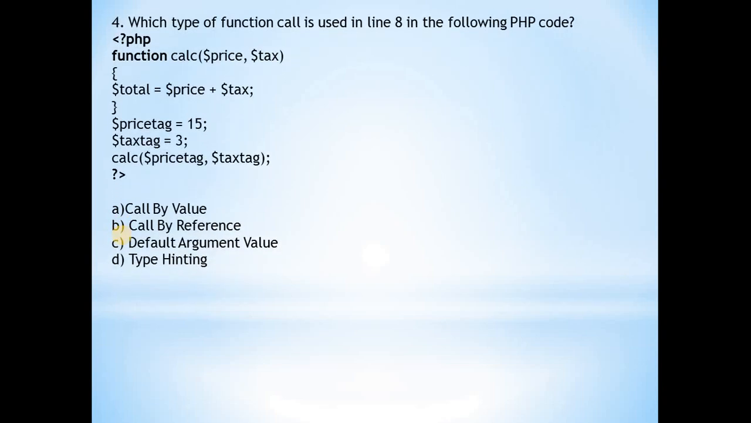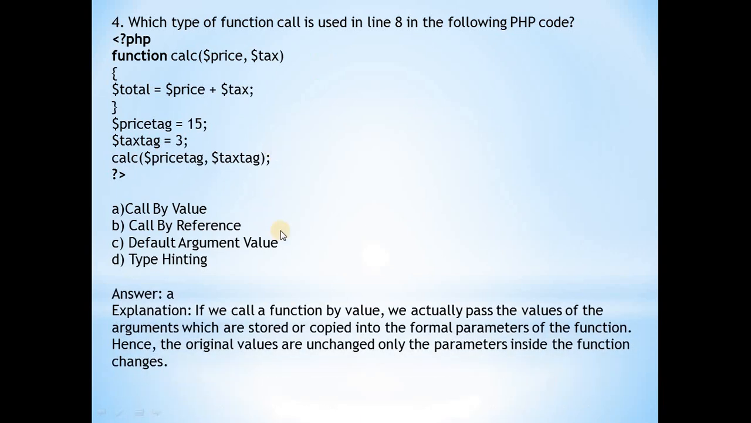Next one is which type of function call is used in line 8 in the following PHP code. In the given code, find type of function call. Answer is A, that is call by value. In a function call by value, values are passed in the arguments which are stored or copied into the formal parameters of the function.